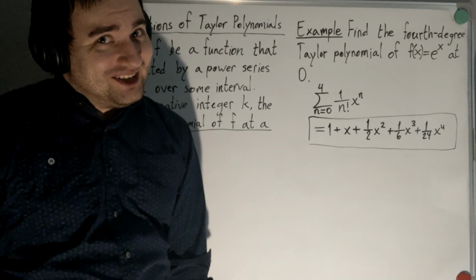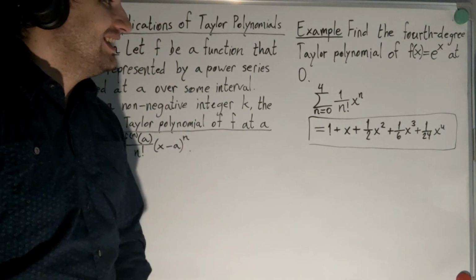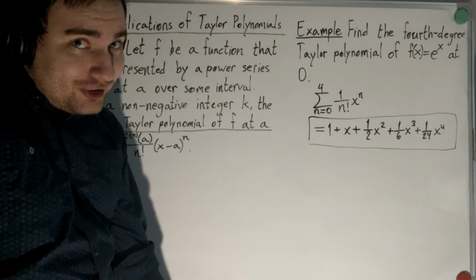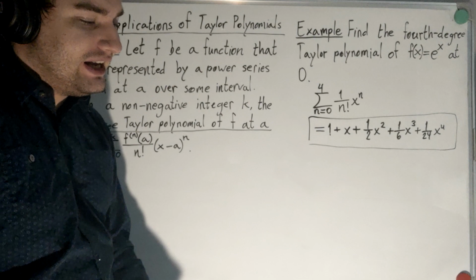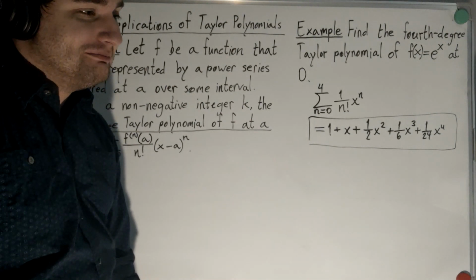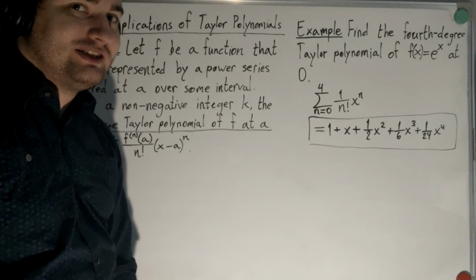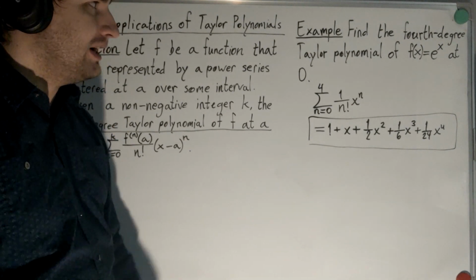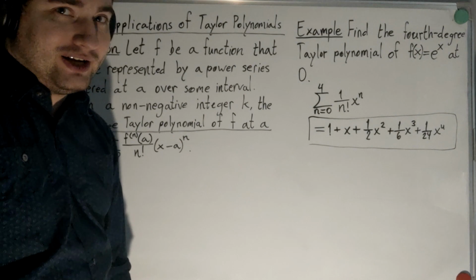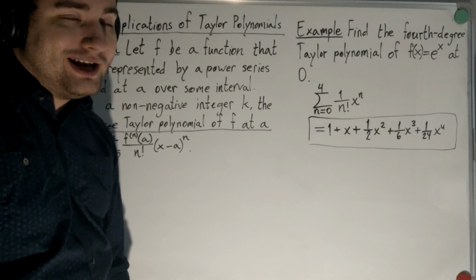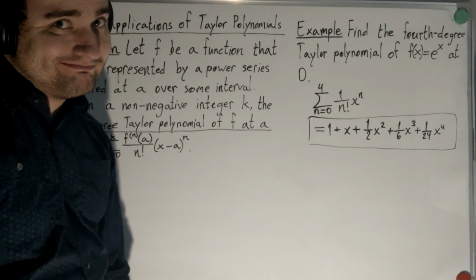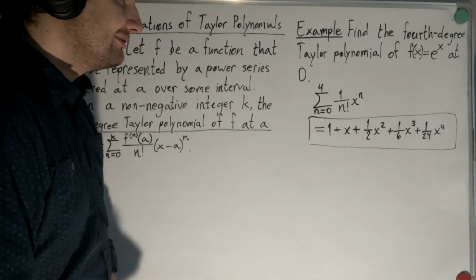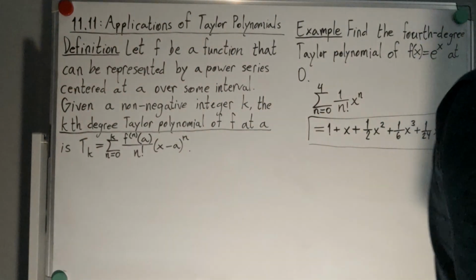But it's not part of this class. If you're interested, it's in the textbook. It's in sections 11.10 and 11.11. But we won't need to discuss it for this particular class. All we're going to do is just find these Taylor polynomials. We don't actually need to discuss how accurate they are as approximations. Okay, so that's e to the x.